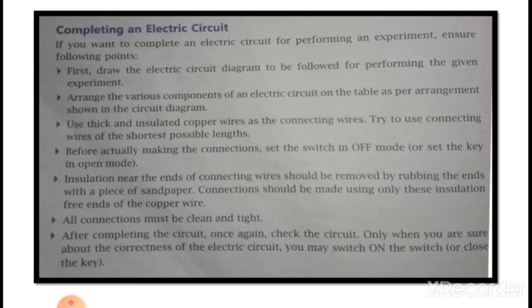After completing the circuit, once again check the circuit. All the apparatus should be in the correct position, and all the connections perfectly done. So ensure that you have done the circuit correctly. And only when you are sure about the correctness of the electric circuit, you may switch on the switch. So this is how we can complete an electric circuit for performing any experiment.